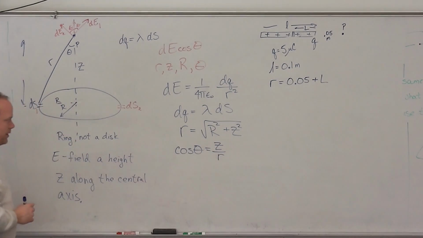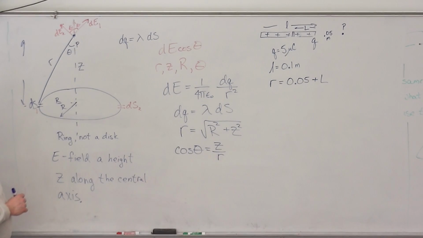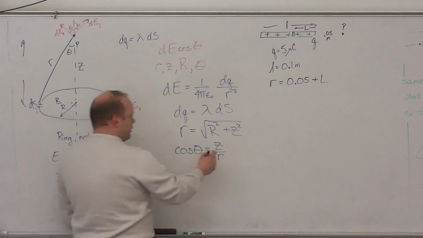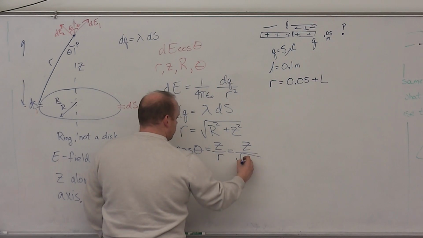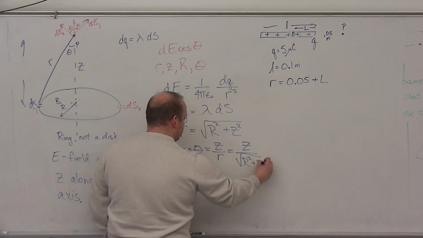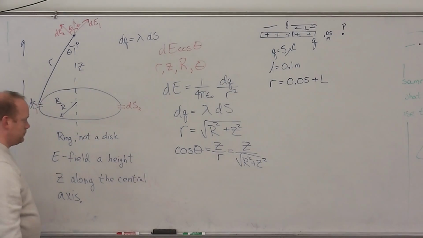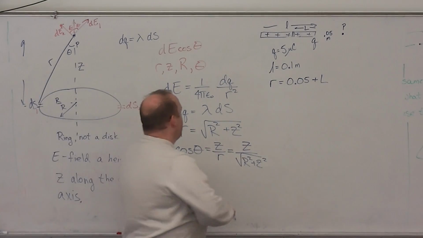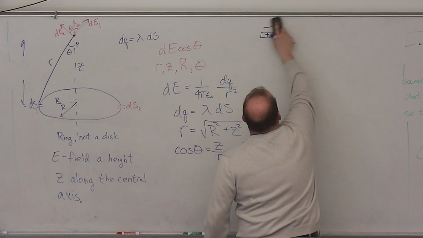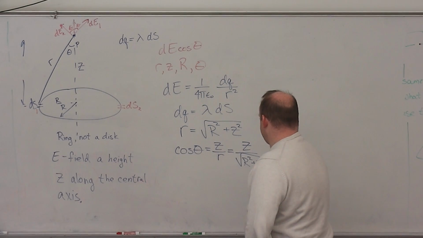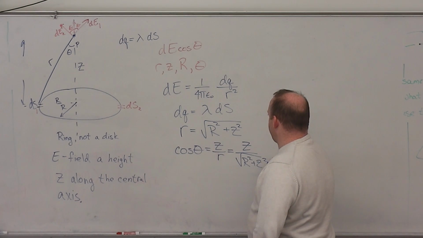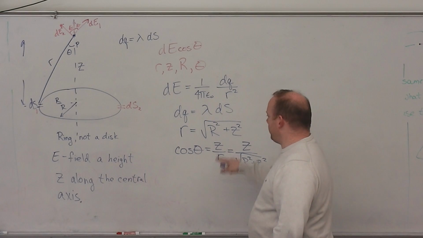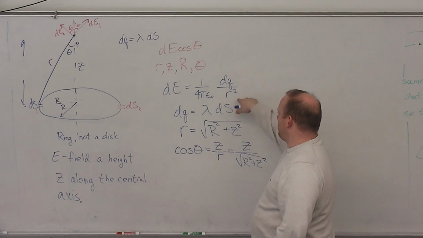Now, here's where it becomes a little more annoying. We don't want little r. So instead of z over little r, we say z over square root of r squared plus z squared. So let's put this all together. Isn't that squared though? Over R squared. We'll get there. I'm just saying r is this. Alright, we're going to use r squared.